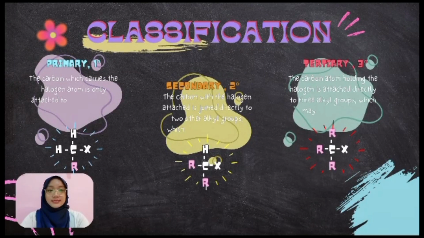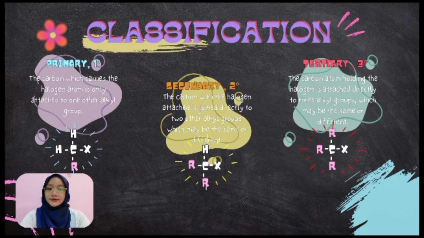Next is the classification. Alkyl halides can be divided into three different classes depending on how the halogen atom is positioned on the chain of carbon atoms. The three classes are primary, secondary, and tertiary. For the primary, the carbon which carries the halogen atom is only attached to one other alkyl group.